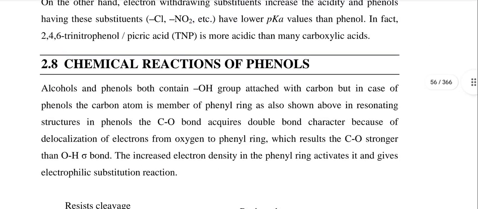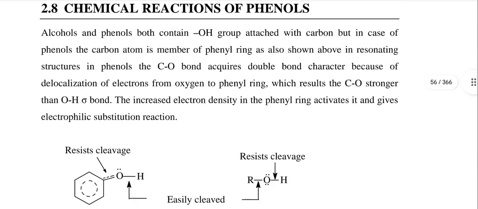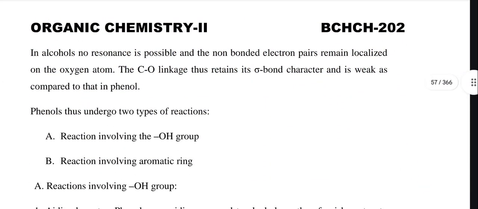Chemical reactions of phenols. Alcohols and phenols both contain an OH group attached to carbon, but in the case of phenols the carbon atom is a member of the phenyl ring, as also shown above in the resonating structures of phenol. The carbon-oxygen bond acquires double bond character because of delocalization of electrons from oxygen to the phenyl ring. As a result, the carbon-oxygen bond is stronger, and the OH group increases electron density in the phenyl ring, activating it and giving electrophilic substitution reactions.